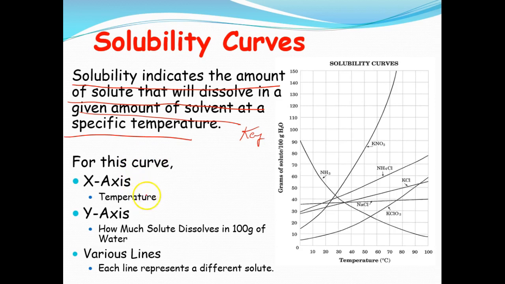And on the x-axis, we have temperature. So down here, we have temperature. And over here, we have our y-axis, and it's how much will dissolve. And here is something you need to know. It's 100 grams of water.